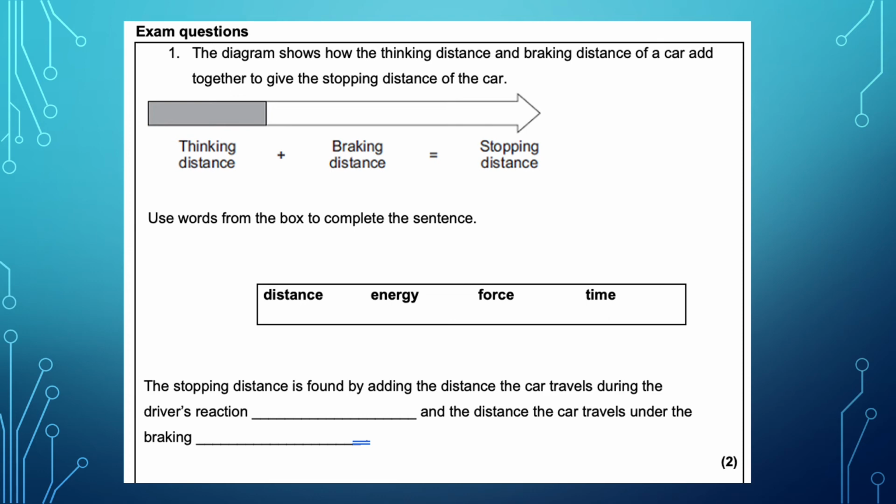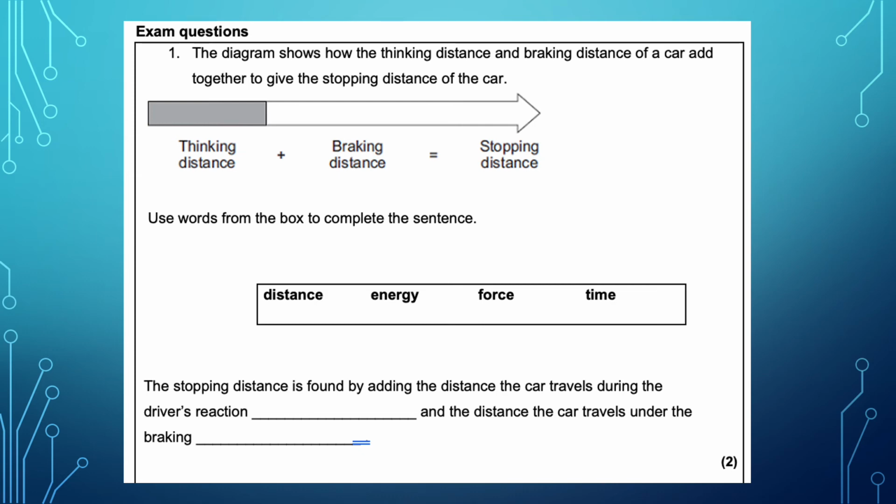Perfect. I'm hoping that you were able to answer all 5 with ease. The one about the graph may have been a little bit confusing, but that's okay. We'll go over it together. So, number 1, the diagram shows how the thinking distance and the braking distance of a car add together to give the stopping distance of a car. So this is really nice. They actually gave you the formula and the concepts of what stopping distance is, so you don't really need to memorize that, but they might not be so generous on an actual GCSE, so just make sure that you do know that. Use the words from the box to complete the sentences.